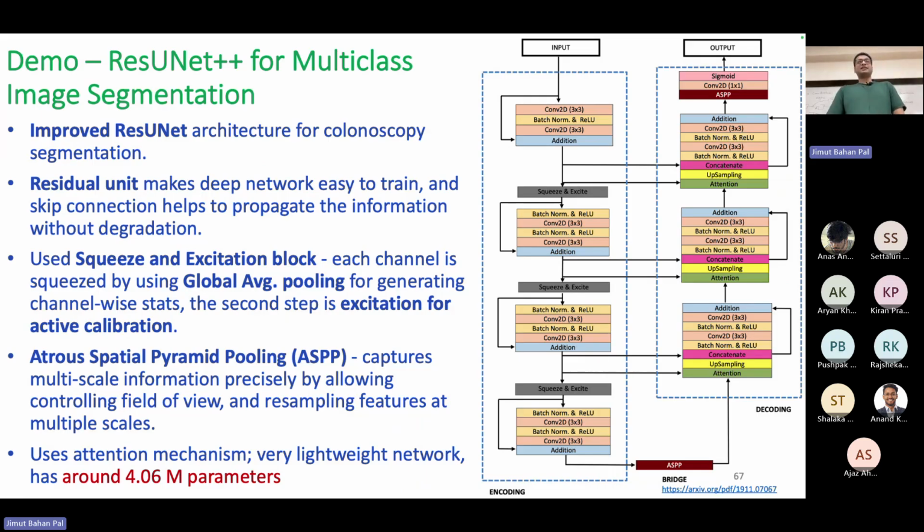So all these things are packed into an architecture of 4.06 million parameters, which is very low. In general, if you are using a GPT kind of model, it will be like 7 billion parameters. This is very, very low, but it works quite well.